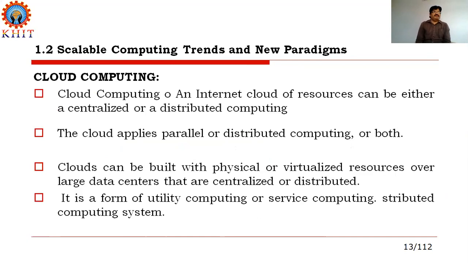And what is cloud computing? How does it differ from centralized computing and distributed computing? We will see now. Cloud computing is an internet computing technology, and it can use the resources available over the internet in two modes, distributed mode as well as centralized mode. The cloud applies parallel or distributed computing, or sometimes both, based on customer requirements. In cloud computing, clouds can be built and maintain physical or virtualized resources over large data centers that are centralized or distributed, based on the customer requirement.